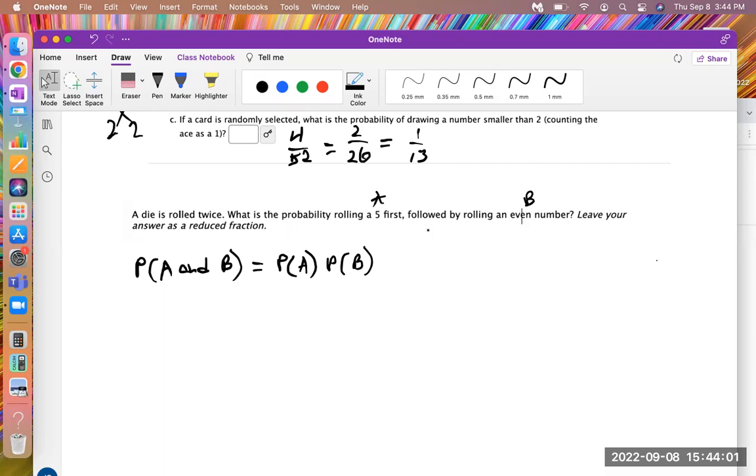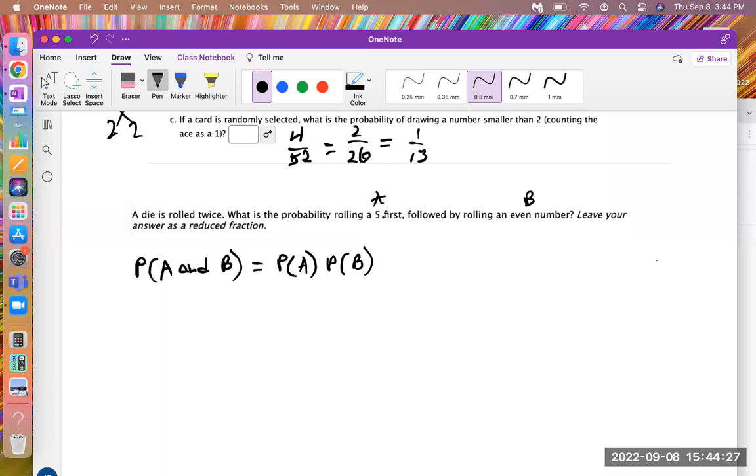In other words, when we go to roll the die the second time, does the probability of us getting an even number change based on the fact that we rolled a 5 the first time? And the answer is no. Our probability of getting an even number is not going to change. So you can just go ahead and use this formula.